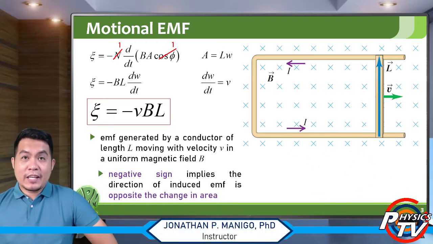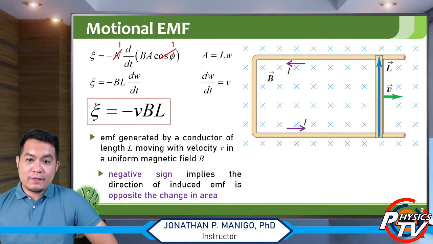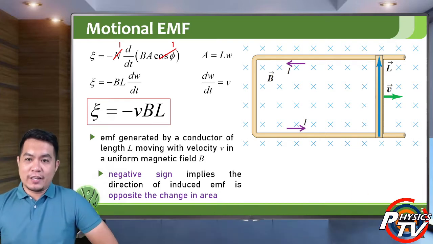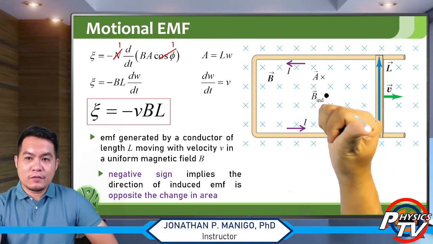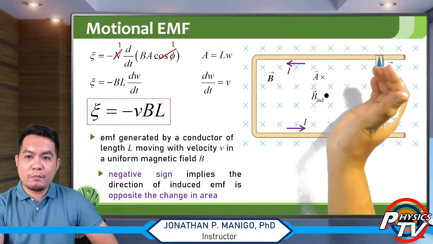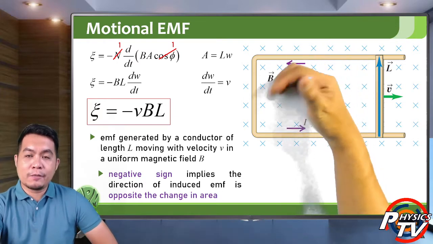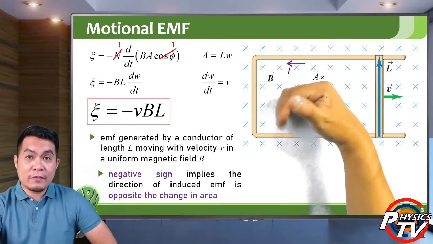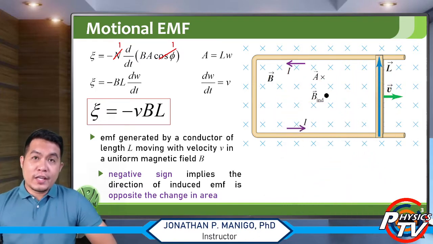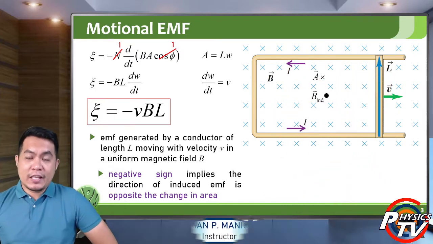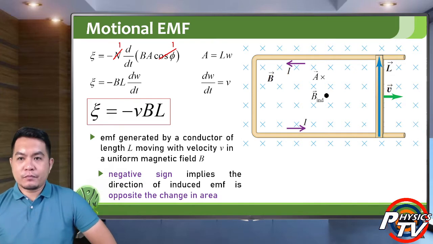The negative sign again implies that the direction of the induced EMF is opposite the change in area. So in this case, the induced EMF is actually out of the page. This means the direction of the induced current, induced EMF, and induced electric field is in a counterclockwise motion in this specific example.